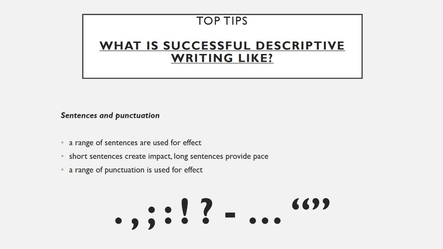Then finally, these successful descriptive writing pieces are going to have a full range of sentences, and they're going to have a full range of punctuation. And these are used for effect. That's the important thing. There's no point thinking, oh gosh, I need to stick in a semicolon to show the examiner I can do it, if it's not a sentence that's going to work. You really need to be planning these sentences out before you start scribbling down.